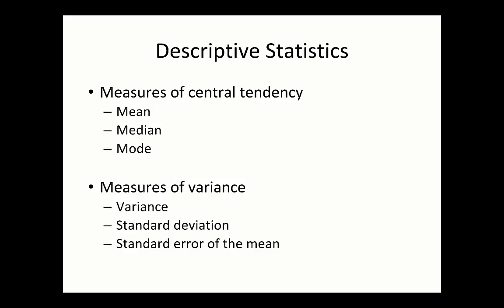The last measure of central tendency is mode. This is the value that occurs most frequently in a list of numbers. It is rarely used and is a poor way of describing the typical value in a list of numbers.